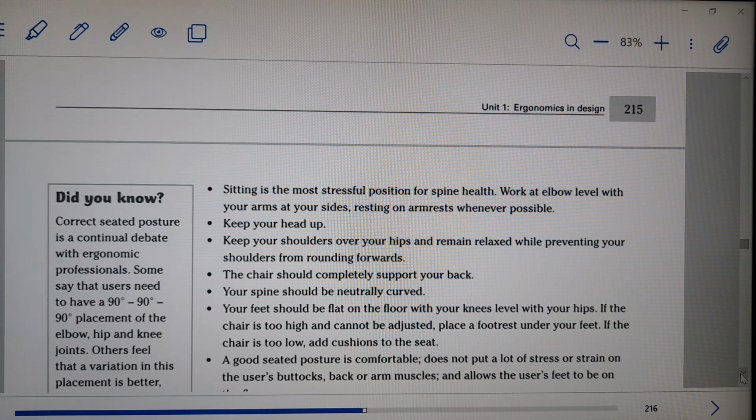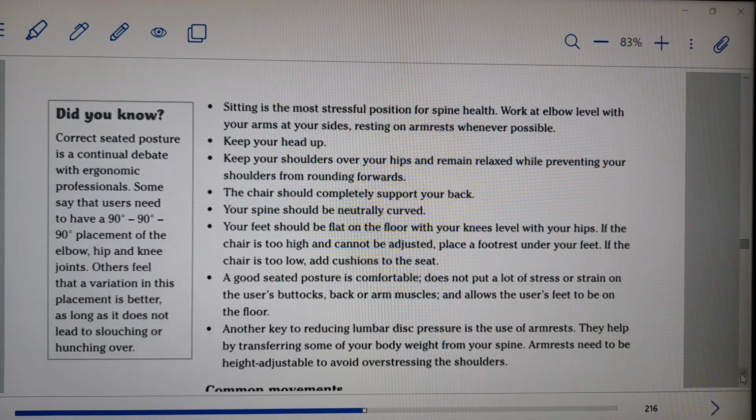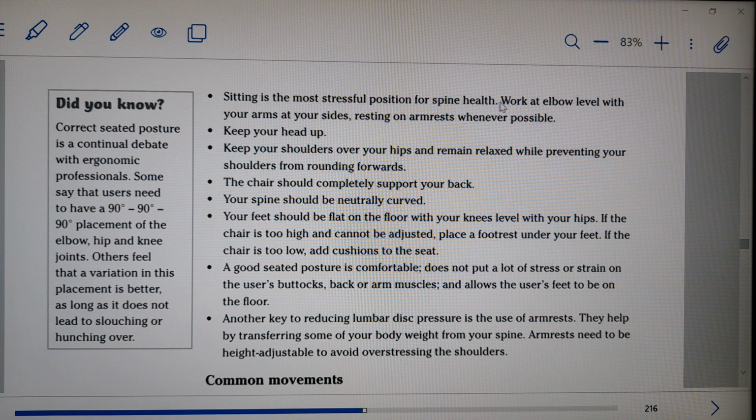Sitting is the most stressful position for spine health. Work at elbow level with your arms at your sides, resting on armrest whenever possible. Keep your head up, keep your shoulders over your hips and remain relaxed while preventing your shoulders from rounding forwards. The chair should completely support your back. Your spine should be naturally curved.